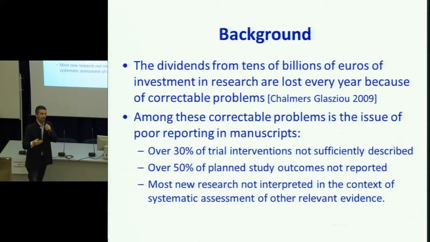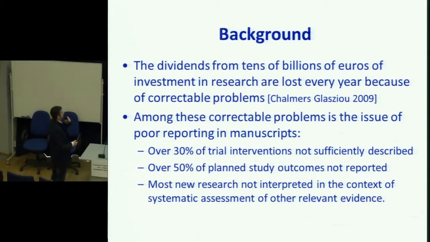The problem is that a lot of this money is not really well invested because of problems in the reporting. So it means that there is poor reporting in manuscripts. Over 30% of trial interventions are not sufficiently described, so it means that they cannot be replicated in practice.